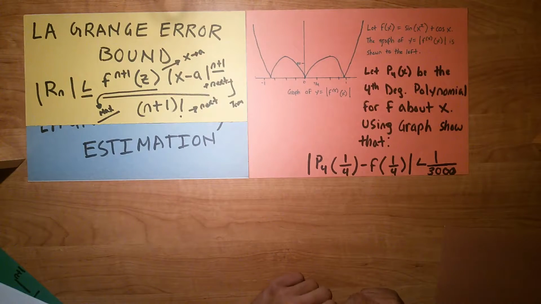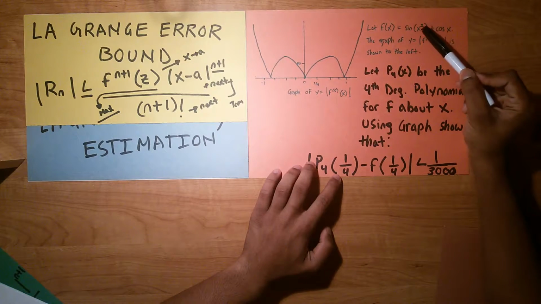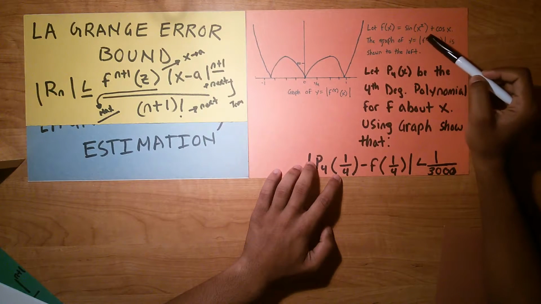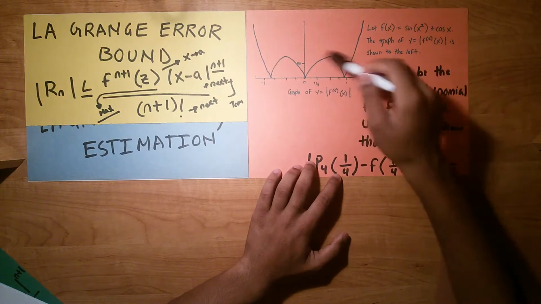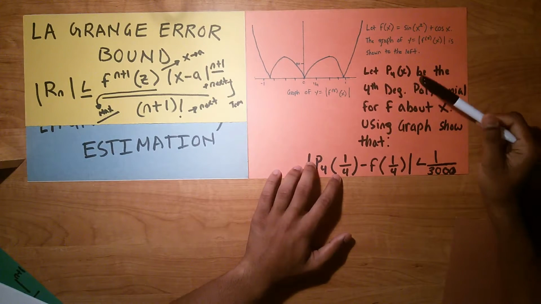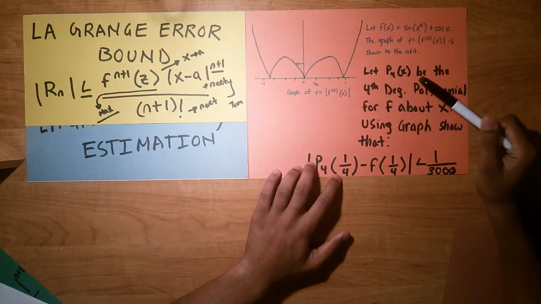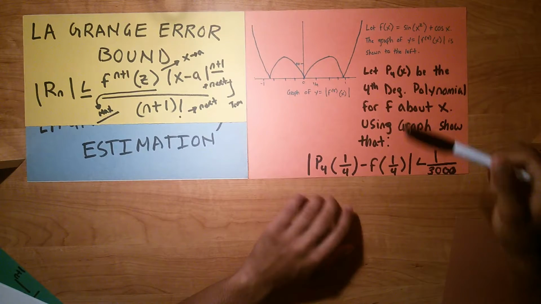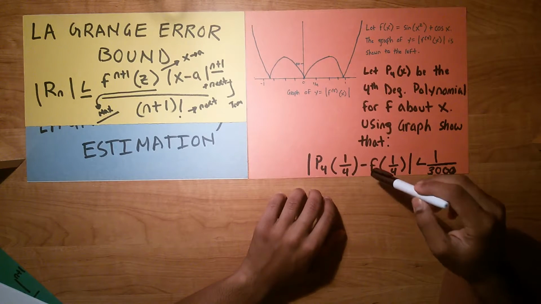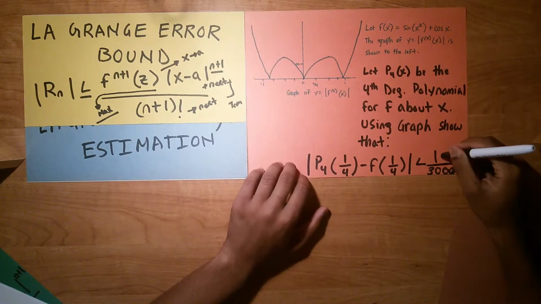So here we have an example where we will use Lagrange error to estimate an error bound. So let's look at the question. f of x equals the sine of x squared plus cosine of x. And the graph y equals f, the fifth derivative of x, is shown to the left, right here. The question asks: let P sub 4 of x be our Taylor approximation, the fourth degree polynomial for f about x equals 1/4. Using the graph, show that the absolute value of P sub 4 at 1/4 minus f at 1/4 is less than 1 over 3,000.